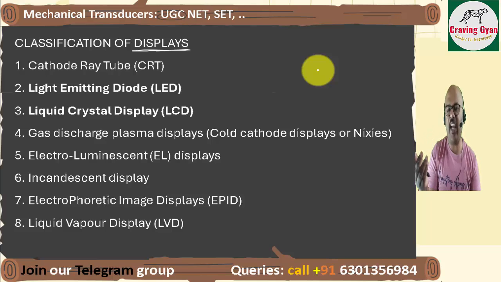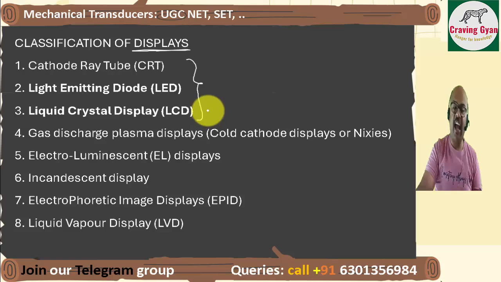Many sort of errors you will be having. One simple error is a parallax error, at what angle you are viewing it. Very, very important. Now, you will be having a CRT display, an LED display, and an LCD display. Apart from that, you will be having several variants. But from an exam point of view, let us go through LED display and LCD display.